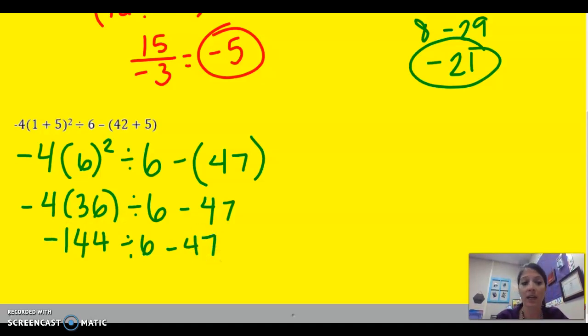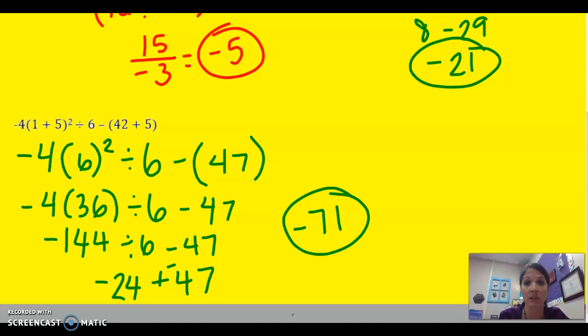And so I want to divide by 6 next. Notice that this is a negative. So 144 divided by 6 gives me a negative 24 minus 47. Since they're both negative, you can actually tick, tick, and so you're adding a negative. So I have a negative 24 plus a negative 47, which gives me a negative 71. Remember, you add those two together.